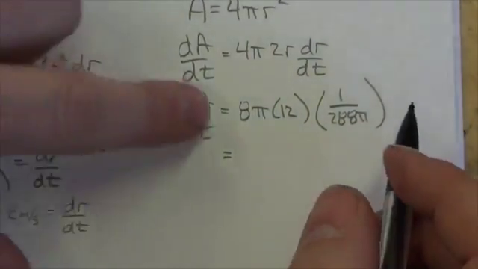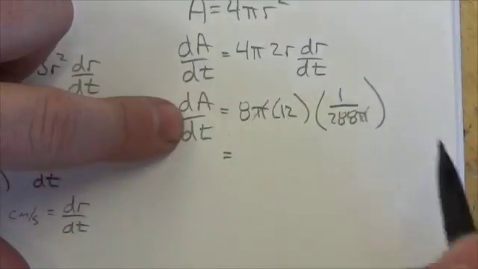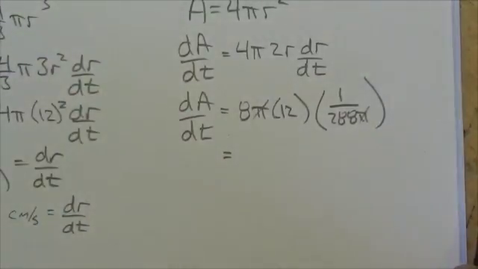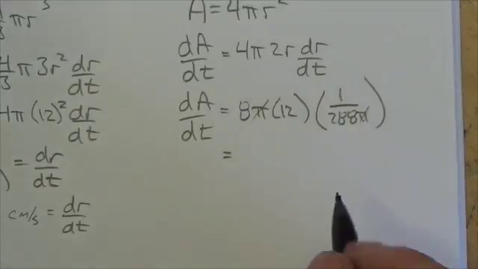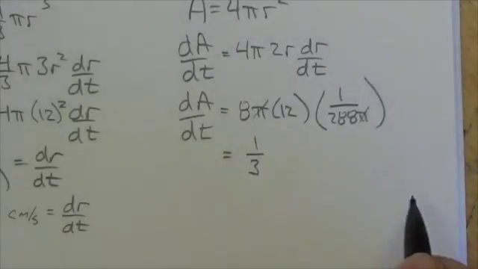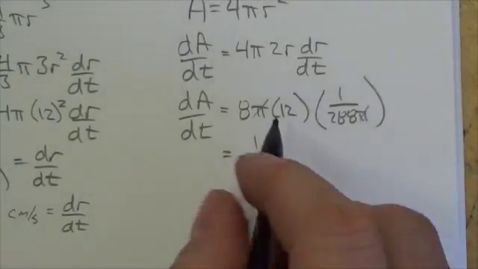Well, I'm going to simplify this. The pi's are going to cancel there. And then I'm going to get 8 times 12 divided by 288. Oh, would you look at that? 1/3. So this is changing.